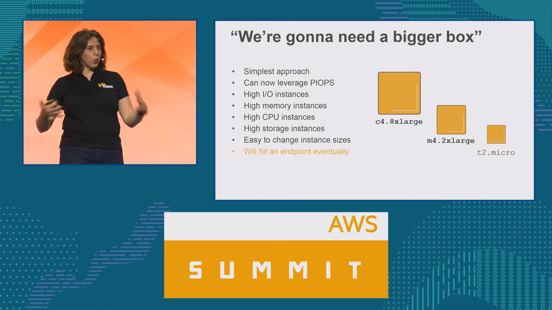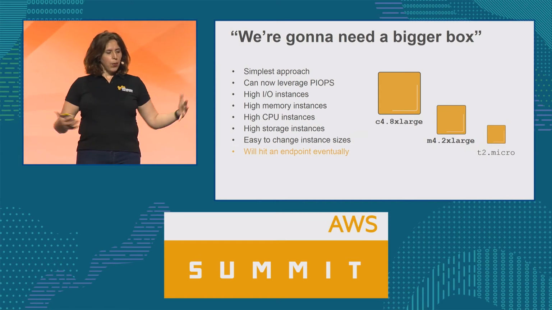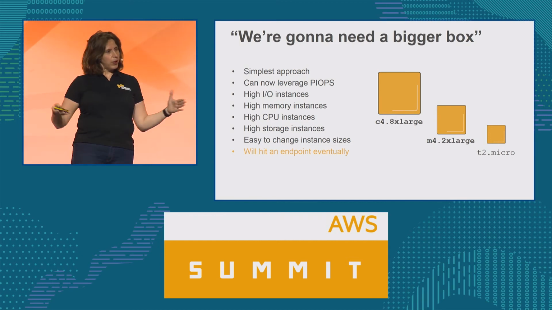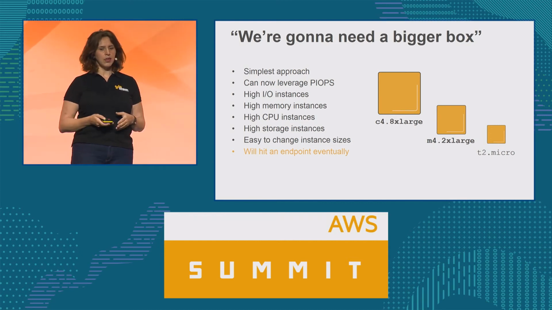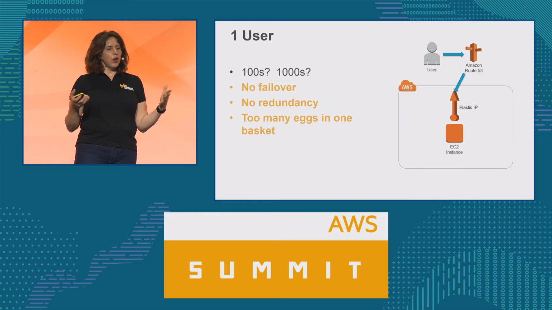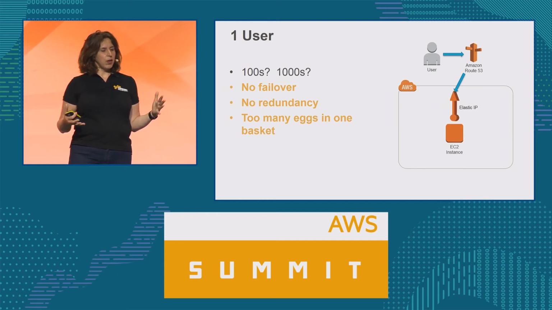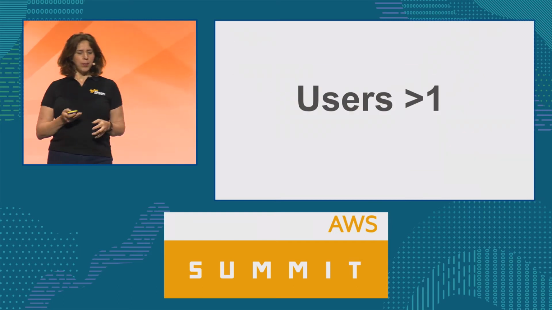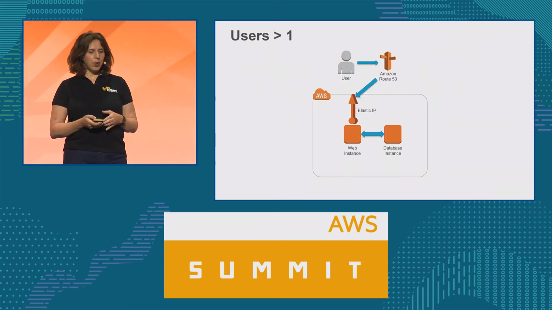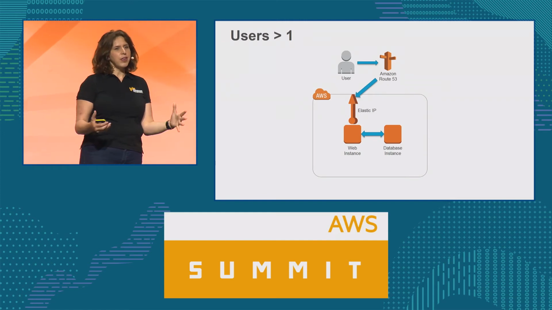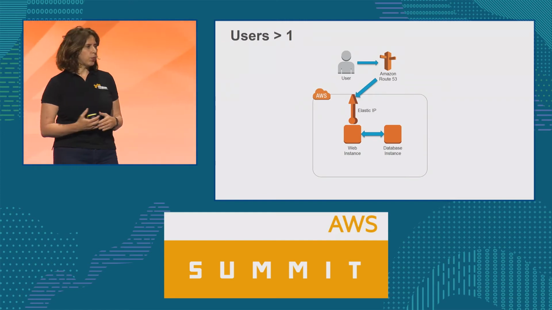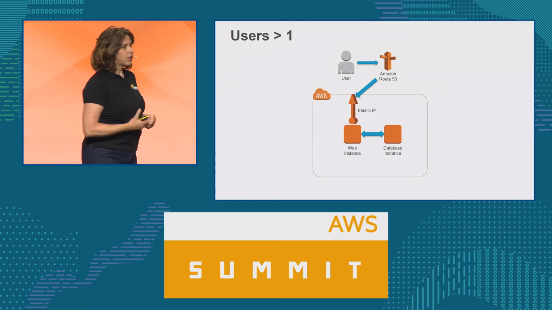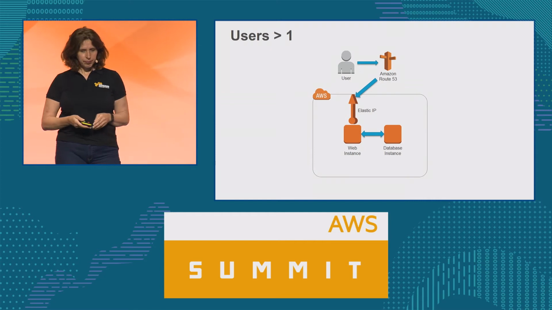So we can grow the size of our box, we can increase the size of that compute, but eventually we'll hit an endpoint with just running on one instance. And we've got no failover, we've got no redundancy, we've got everything sitting on one instance. So it's fine for one user, but we're going to have to start thinking of some other options. So the first thing to do is to put some state into a database. So we're going to split out some of that application into a database.